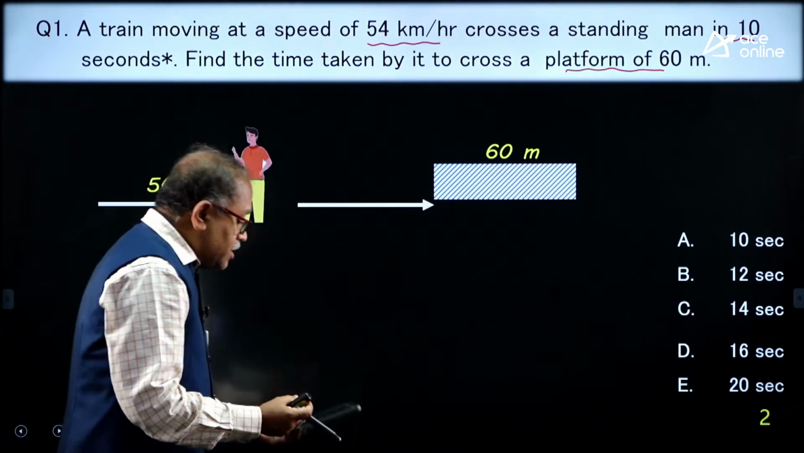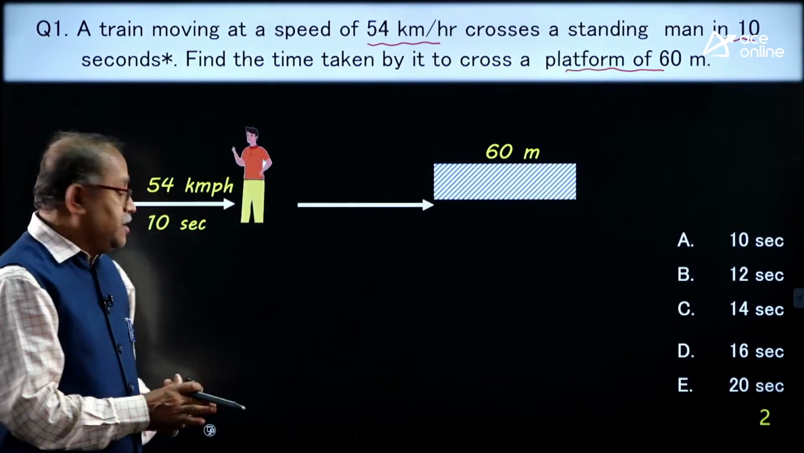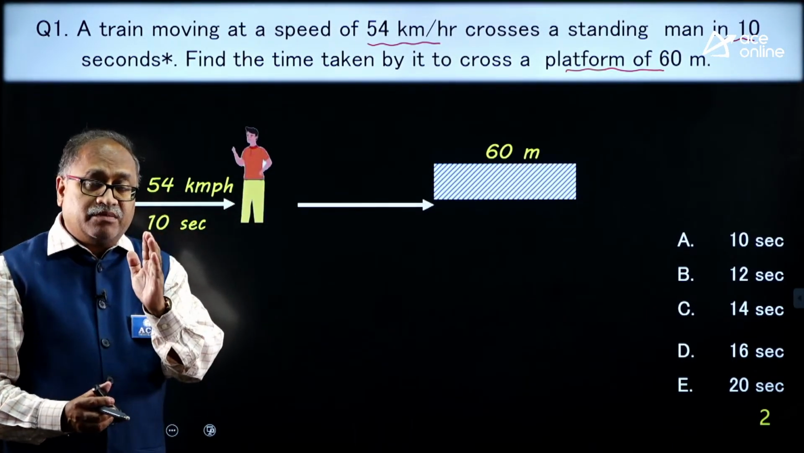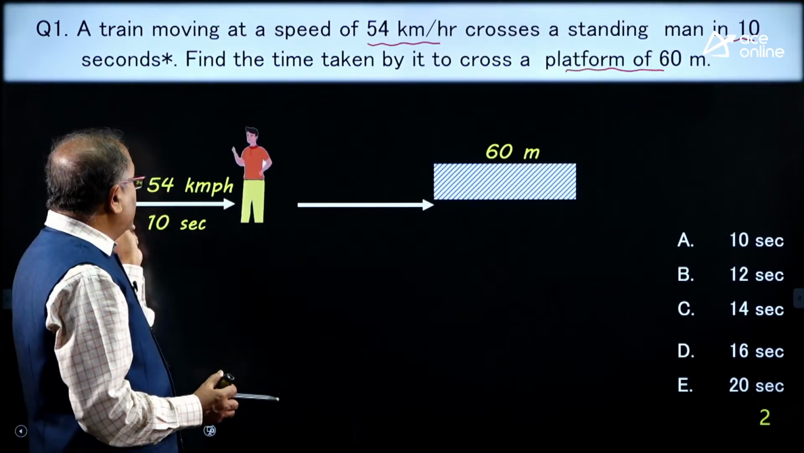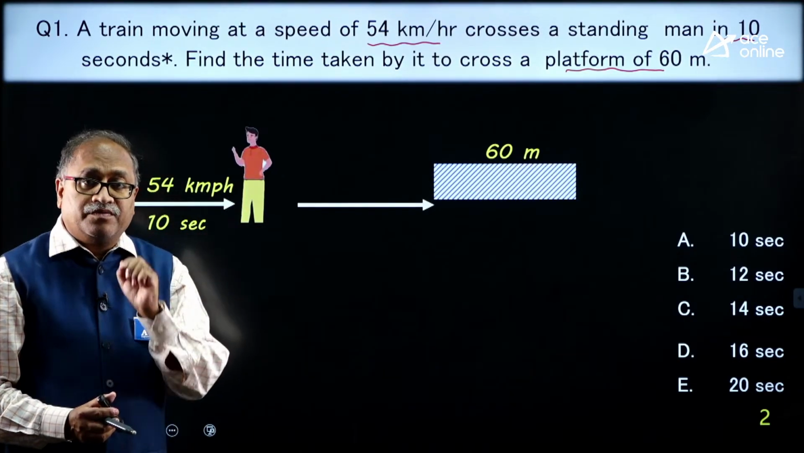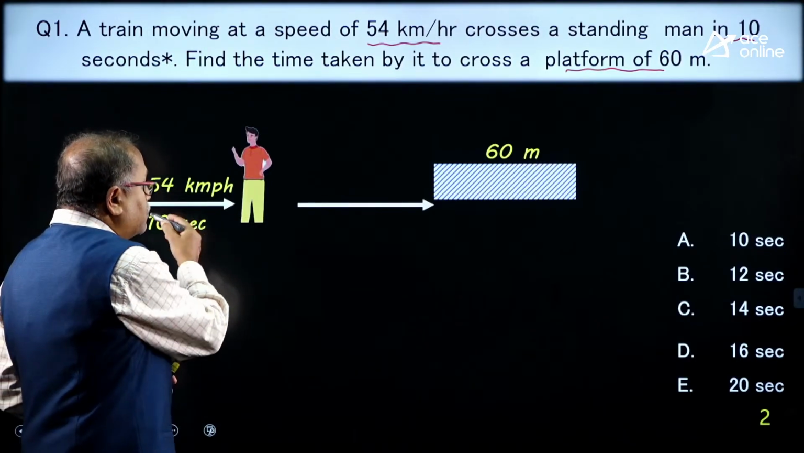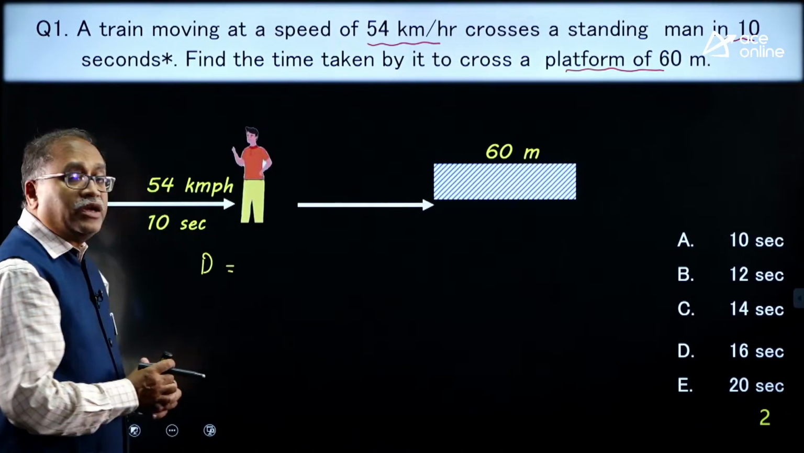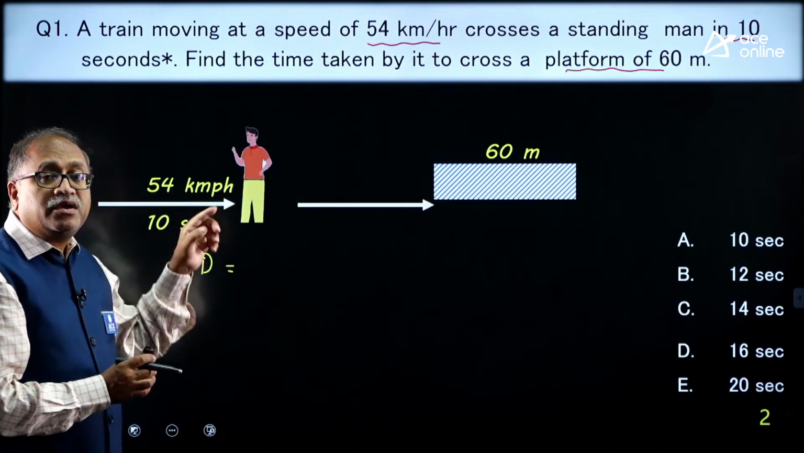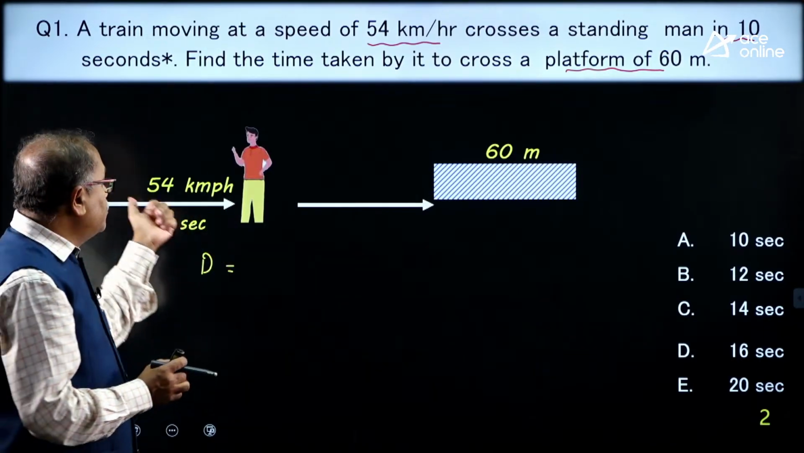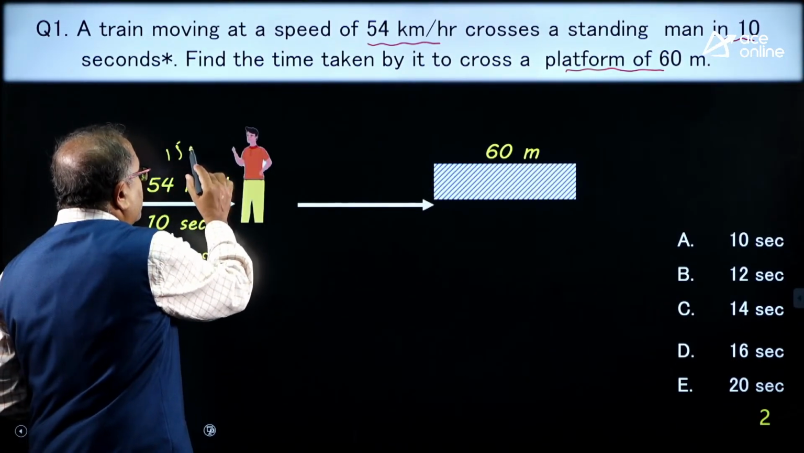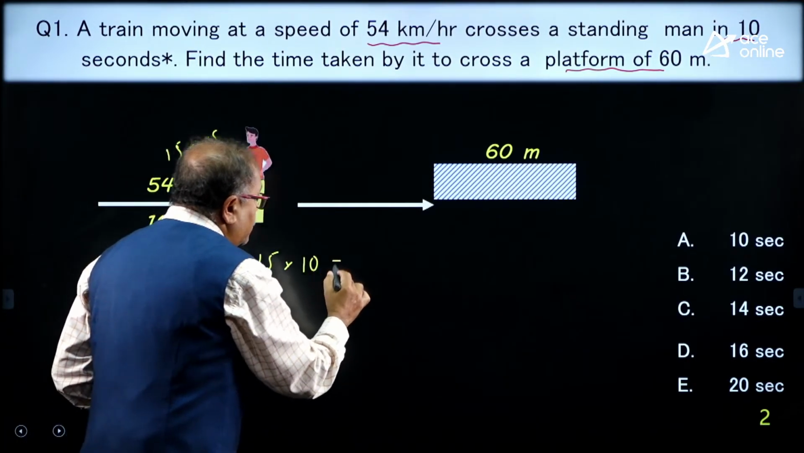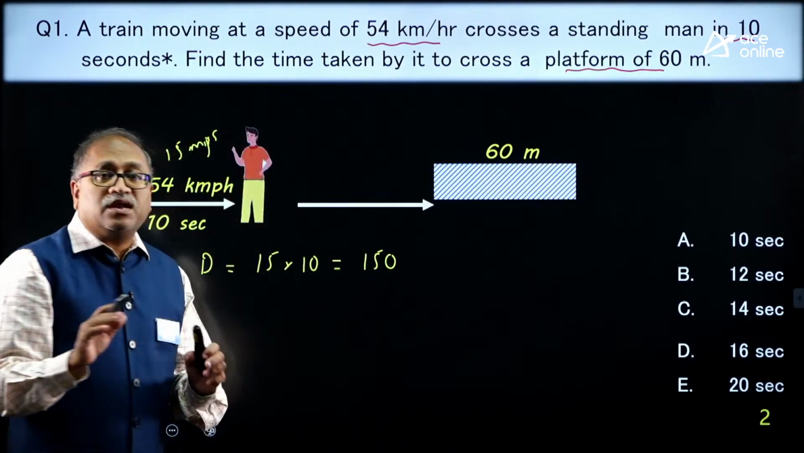Okay my dear friends, the time is up, and let me answer this question. When the train is crossing a standing man or a pole, the train is crossing its own length. So the length of the train, which I can call distance, is equal to speed into time, and the speed is given in kilometer per hour. Convert that into meter per second. That is 15 meter per second. So that is 15 into 10, and I get 150 meters as the length of the train.